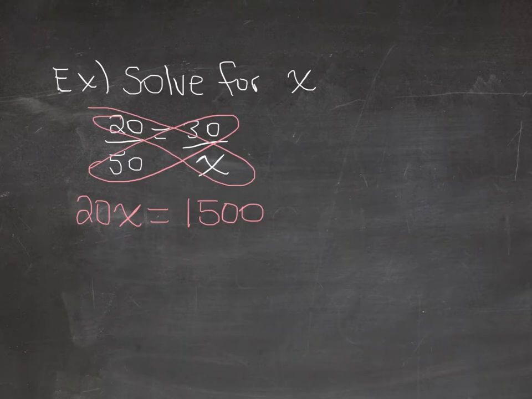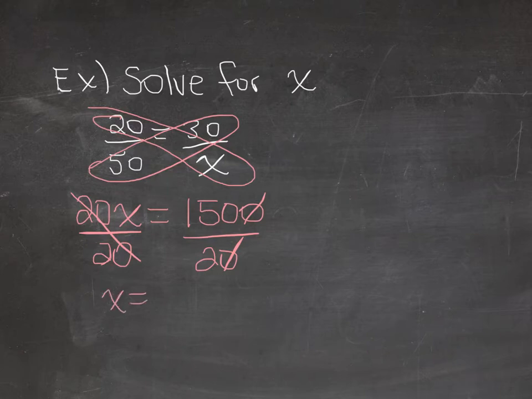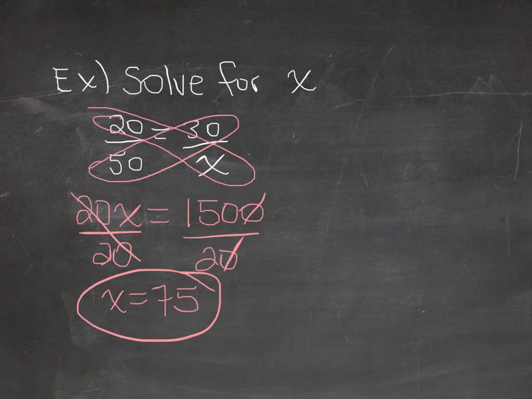So 20 times x will be 20x is equal to 50 times 30 is 1500. Okay, to finish solving for x, I divide both sides by 20. And then I can cancel some zeros there, so I have x is equal to 150 divided by 2, so x is equal to 75. Okay, let's see another example.